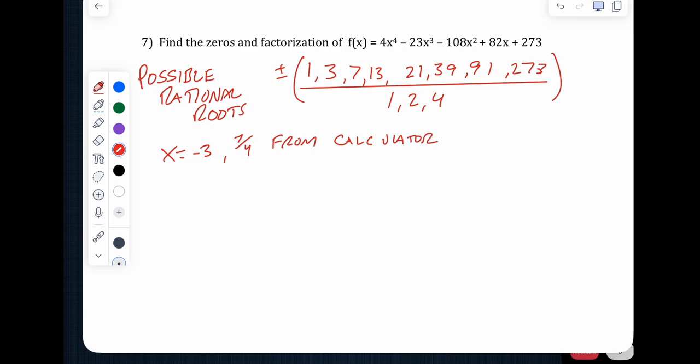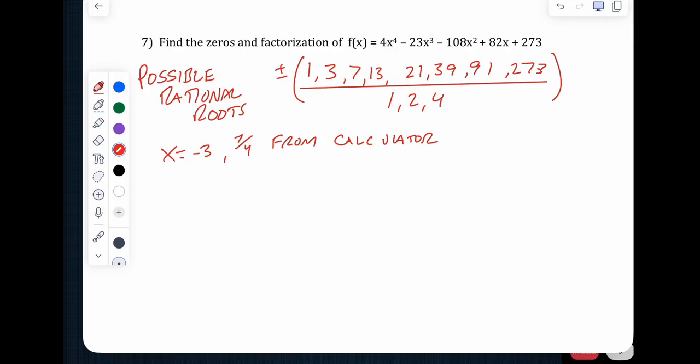The other 2 may be irrational. They might not even be on this list. They could be irrational numbers like 3 plus the square root of 7. Okay, it's on that list because it's not irrational. These are possible rational roots. The irrational roots you don't have there.